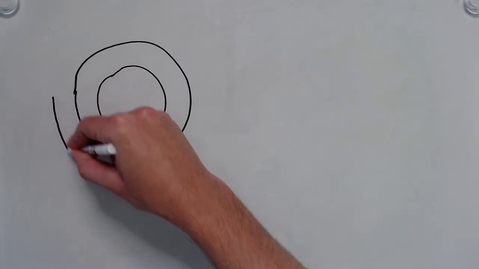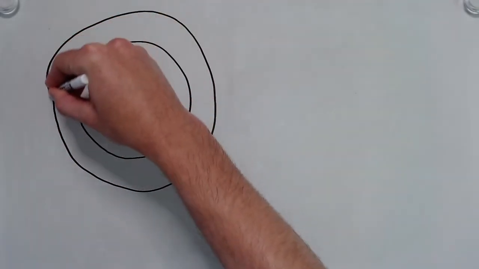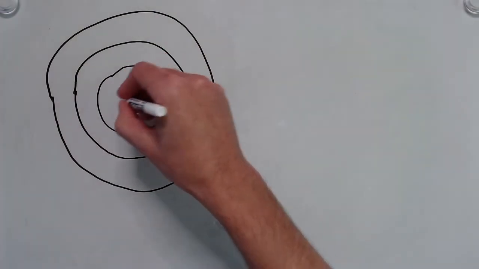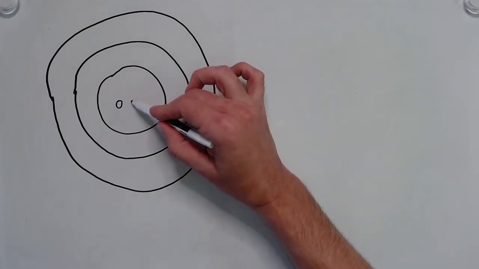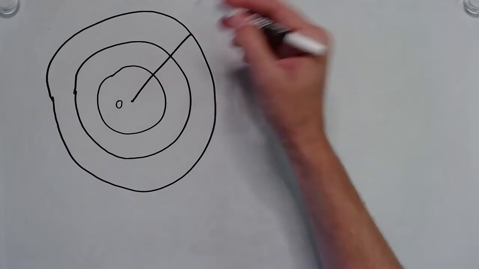And another one out here. Wow, these are not perfect circles, but you get the idea. We're going to put some points on here. This is going to be O, the center. And then I'm going to draw a line from O all the way out to this circle here. And we're going to start naming some points.